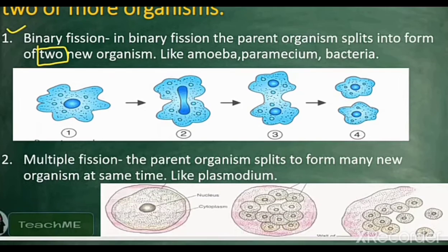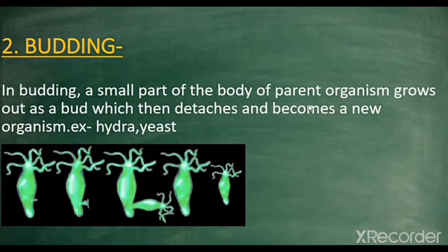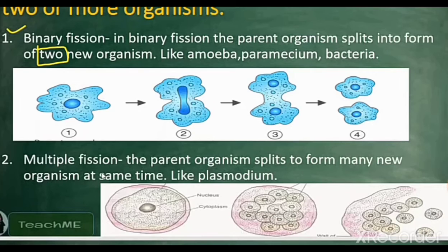Multiple fission means the parent organism splits into many new organisms at the same time, meaning a number of new organisms are formed. Then it is known as multiple fission. Plasmodium is a good example of that. In multiple fission, the parent organism splits to form many new organisms like plasmodium.